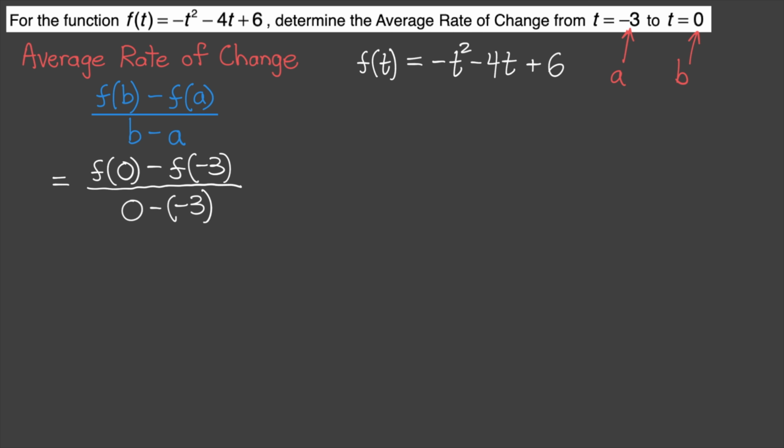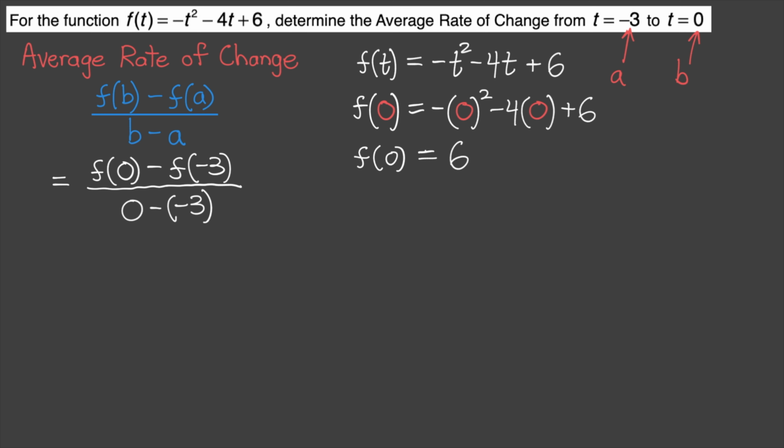So here is our function. F of 0, as a reminder, just means you are going to plug in 0 for t, wherever you see t, and simplify. So we're going to plug in 0. Wherever we see t, we just plug in 0. All right, we simplify. 0 squared is just 0. The negative doesn't matter. 4 times 0 is 0. So 0 plus 6 gives us 6. So f of 0 we now know is 6.